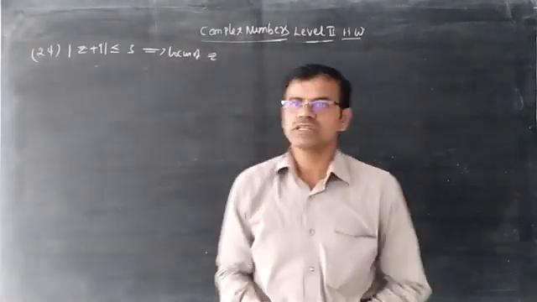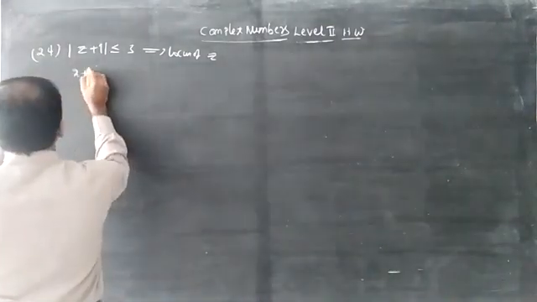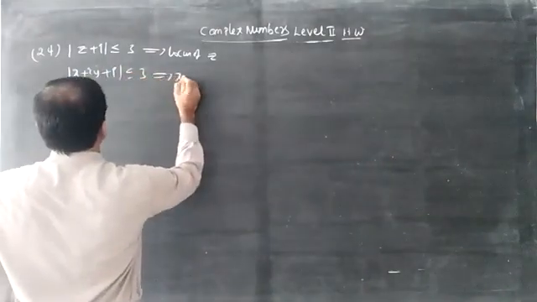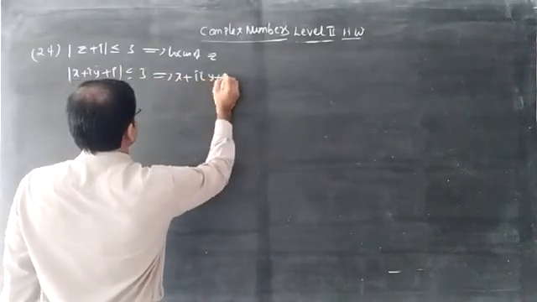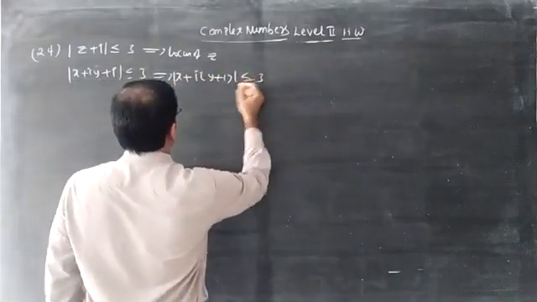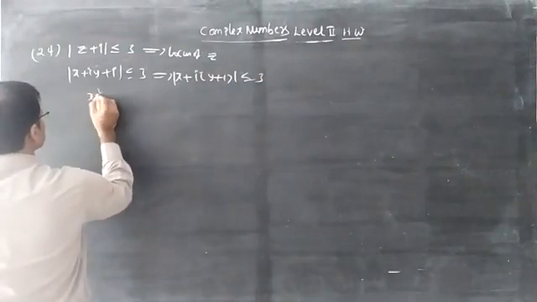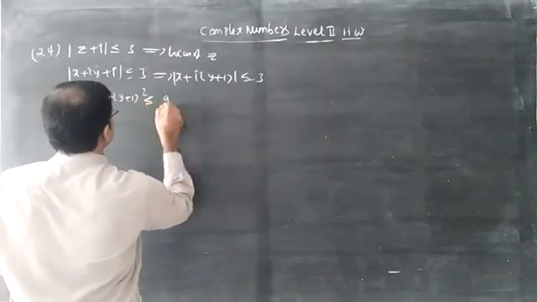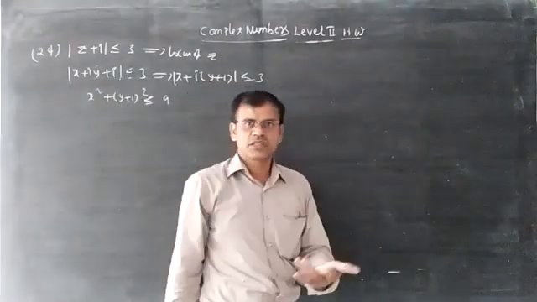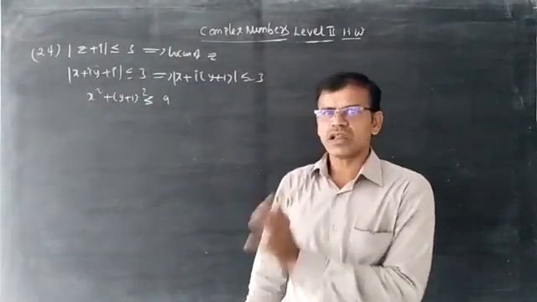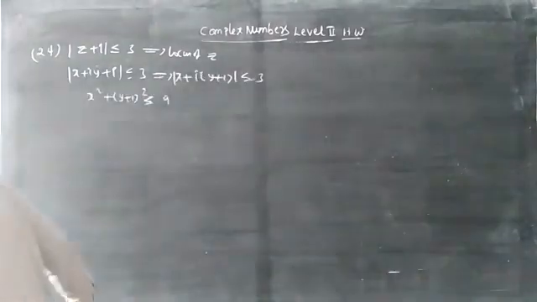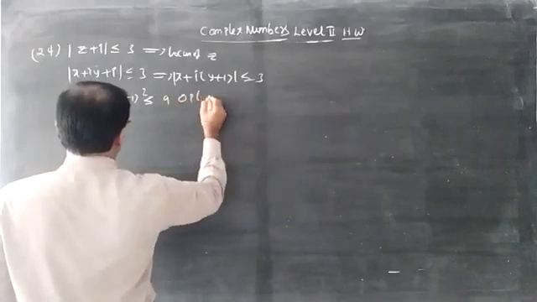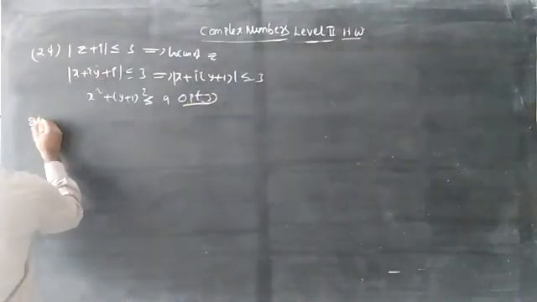Let z is equal to x plus iy, any complex number. Modulus of x plus iy plus i less than or equal to 3. So modulus of x plus i into y plus 1 less than or equal to 3. By taking modulus and squaring both sides, you can write x square plus y plus 1 whole square less than or equal to 9. It can say that the locus is on or inside the circle having center 0, minus 1. Directly, option 3 is the answer.